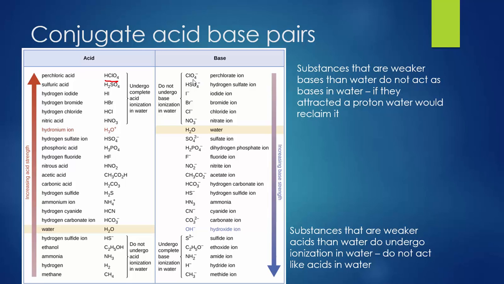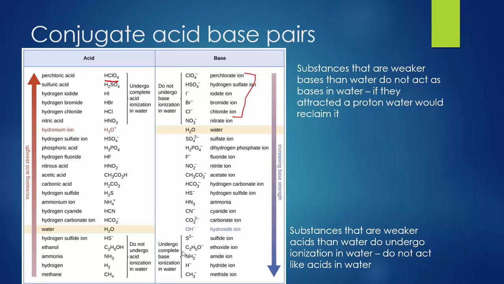Its conjugate base is the ClO4 minus, the perchlorate ion. But it can't attract protons because water is actually a stronger base than it, which means if this thing actually pulled a proton, water would be like, I get it back, and it would pull that proton back to it. So these things, the conjugate bases of the strong acids, don't actually act like bases in water. They're just an ion. They're a salt. They're just floating around, and we don't have to worry about them having any basic properties.